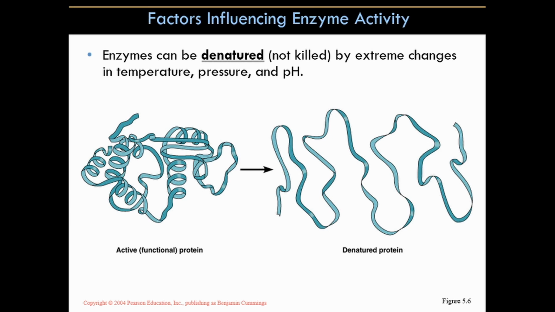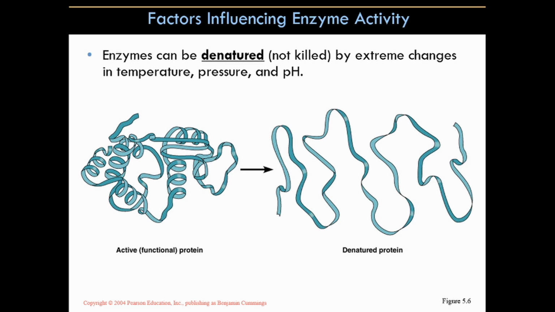Enzymes can be denatured, and that's what this picture is showing here. You've got an active functional enzyme there on the left. It's got a very specific shape. Something changes it because of some kind of extremity in temperature, pressure, or pH, and we have what we call a denatured protein. So if you remember in the discussion back in Chapter 2 on chemistry, there are 4 levels of protein structure. Well, enzymes are at the 4th level. They're at the quaternary level of structure, the most complex and complicated one.